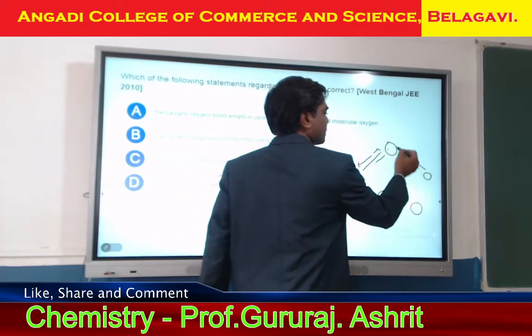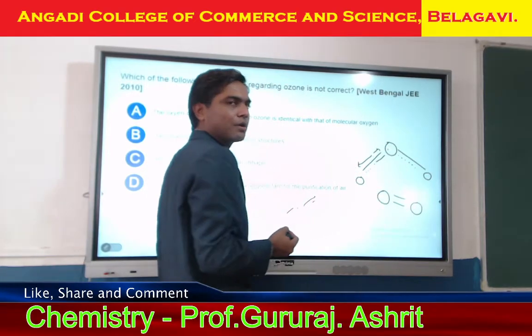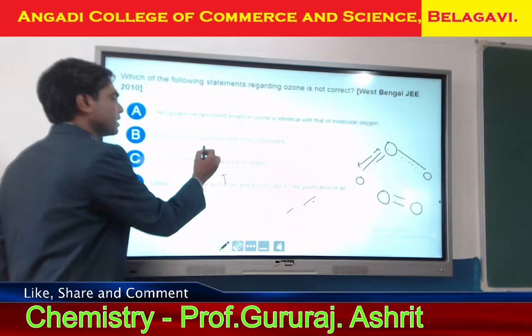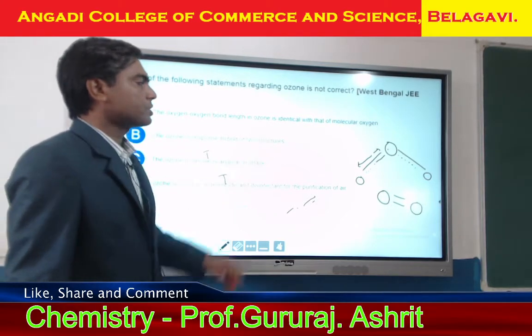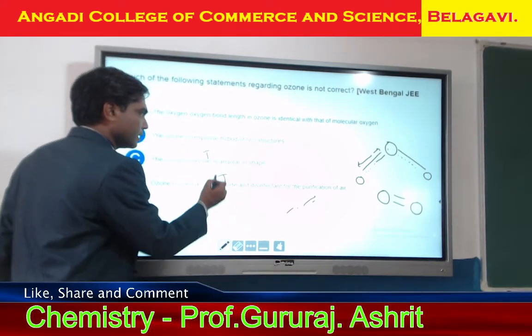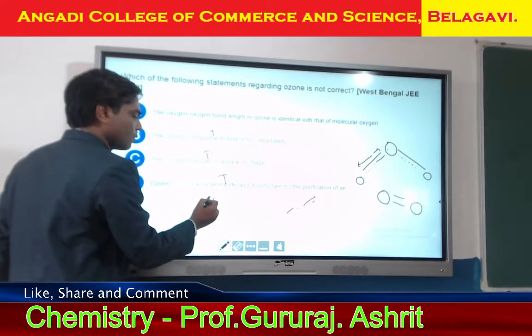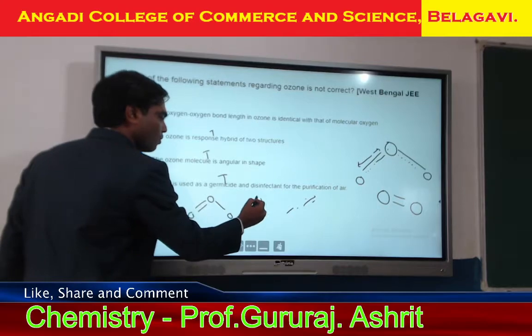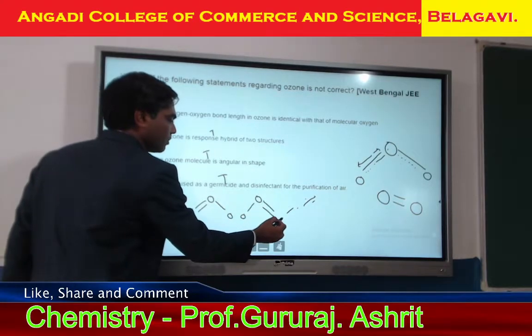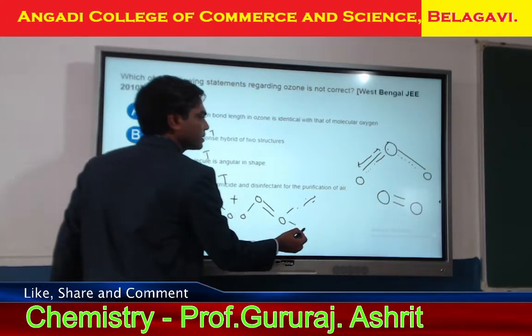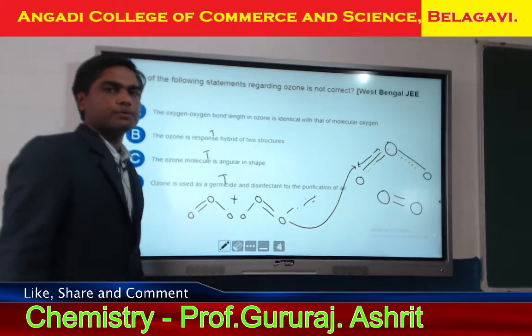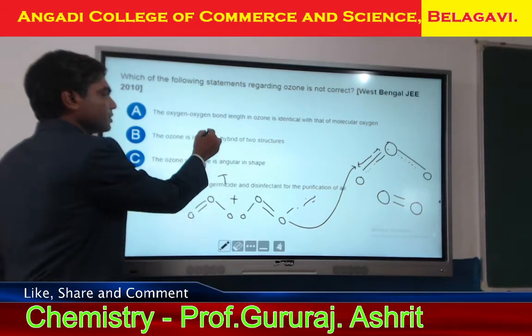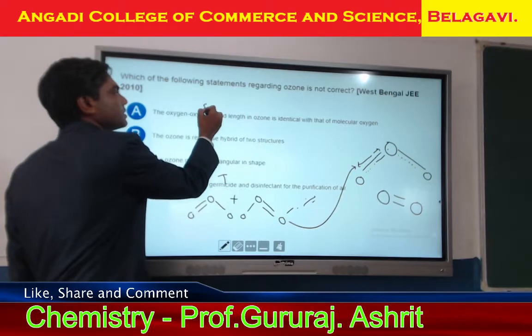This is called V shape, bent shape or angular shape. This is also a true statement. Ozone is a resonance hybrid of two structures. Yes, it is also a true statement. How? O double bond O single bond O, and O single bond O double bond O. When you mix these, you get the mixture, which is called a hybrid. This is also a true statement, and this is a false statement.